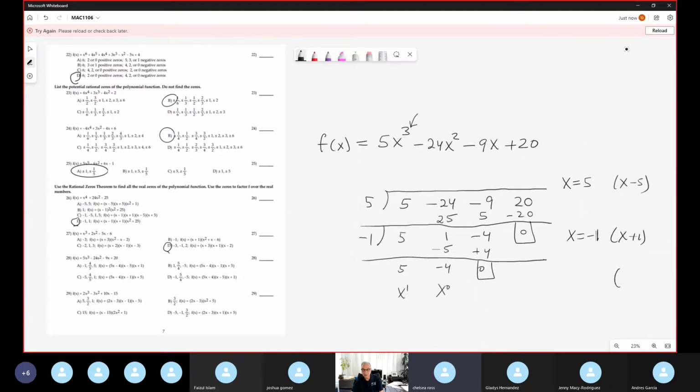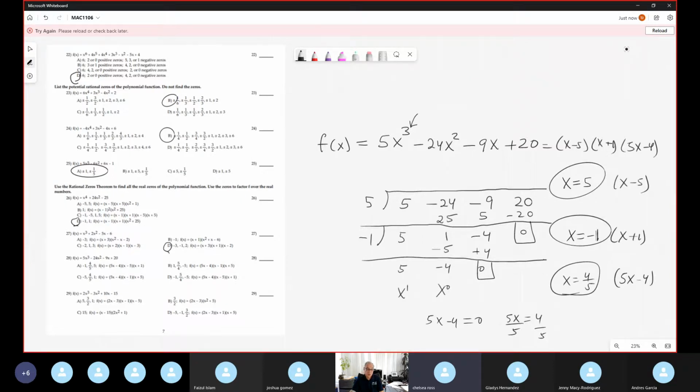Actually, the factor is 5x minus 4. The zero is 5x minus 4 equals 0, so 5x equals positive 4, and x is equal to 4 over 5. And the factorization of this trinomial is x minus 5, x plus 1, and 5x minus 4. And the zeros are 5, negative 1, and positive 4 over 5, in fraction or in decimal 0.8.